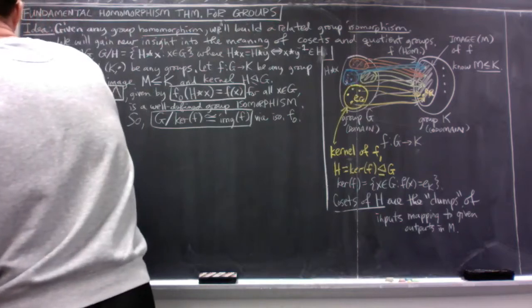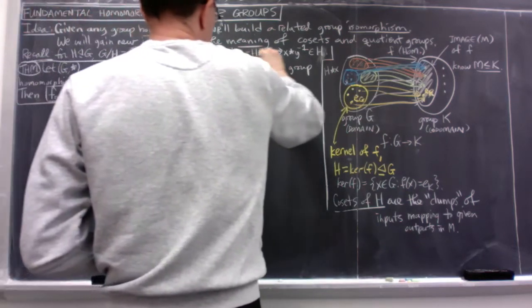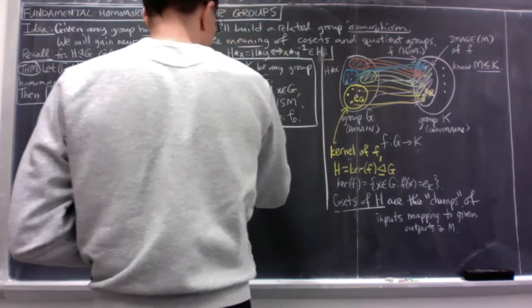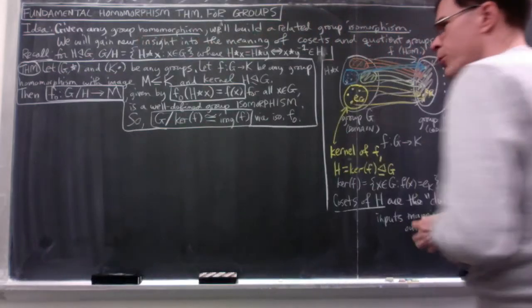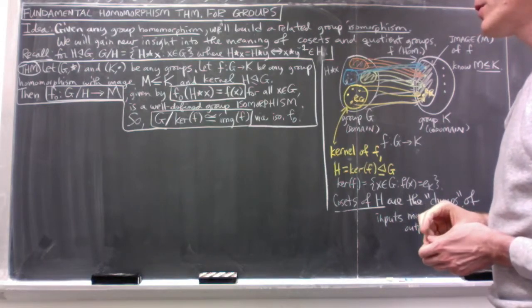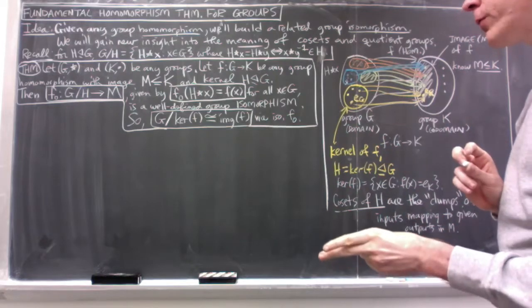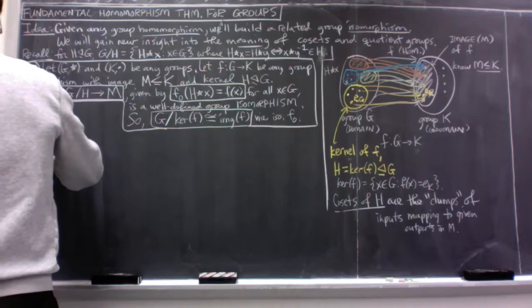All right, so this is the fundamental homomorphism theorem for groups. This is a statement of it. All right, so let's prove it. And for the proof, we have to check all the stuff. We have to show it's well-defined. We have to check it's a group homomorphism. We have to check it's one-to-one. We have to check it's onto. So 4 parts.